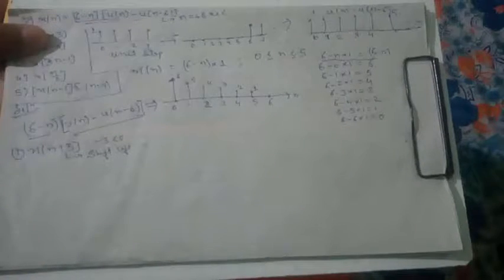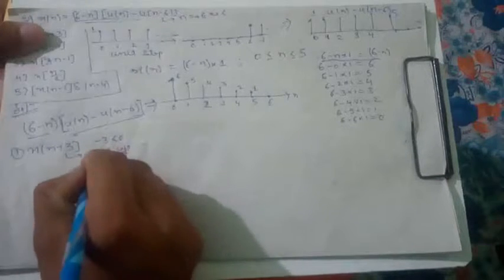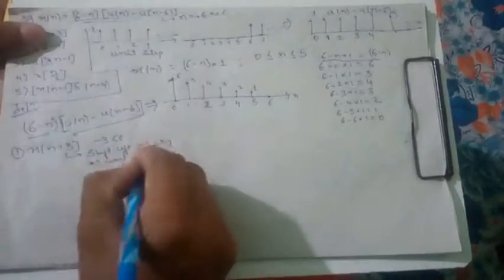Now, the first question is x of n plus 3. That means a shift, that is minus 3, 0. My shifting is negative, so it's to the left side. Shift the signal to the left by 3 units, that means this side.